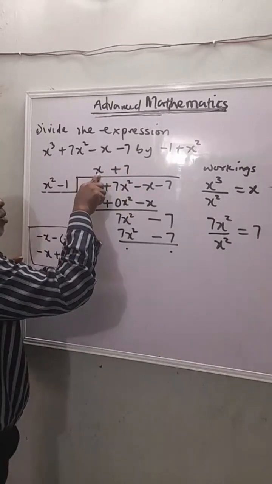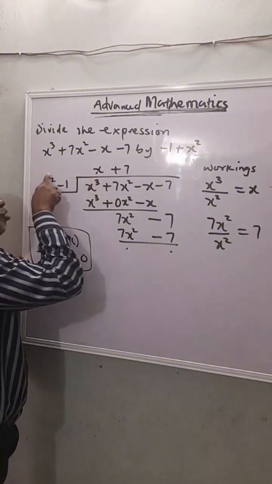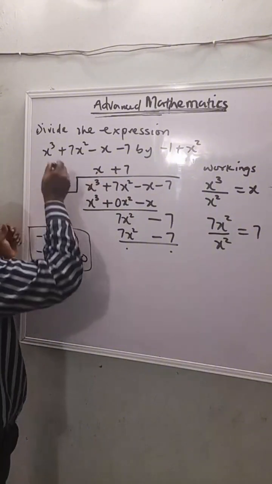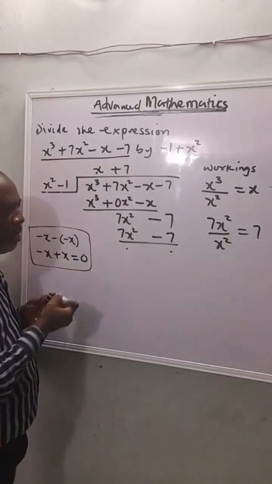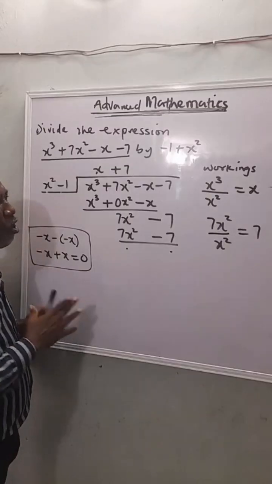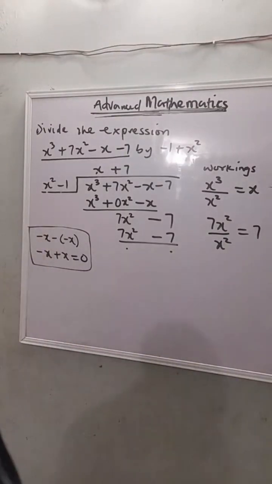When you use this x plus 7 to multiply x squared minus 1, it will give us back the original polynomial. And that is how to solve this problem.